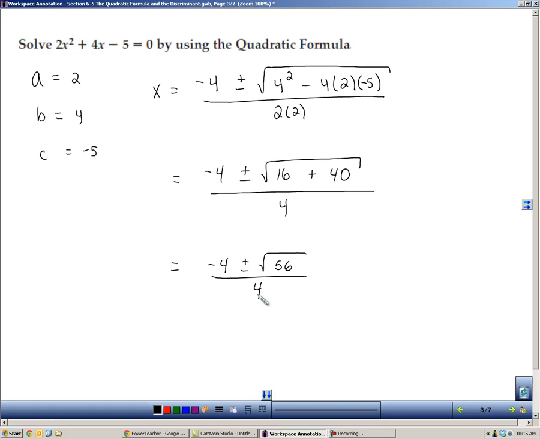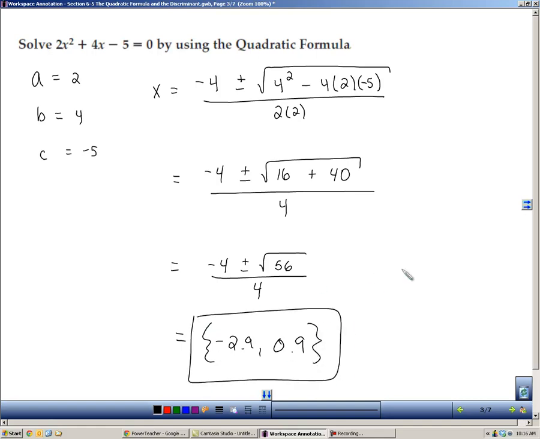Now the square root of 56 is not a whole number, so we can plug this into our calculator and get two decimal solutions. First we'll do negative 4 minus root 56 over 4, which is negative 2.9. Again, that's an estimated solution, it's rounding. And the negative 4 plus square root of 56 over 4 is 0.9. So this quadratic equation has two solutions.